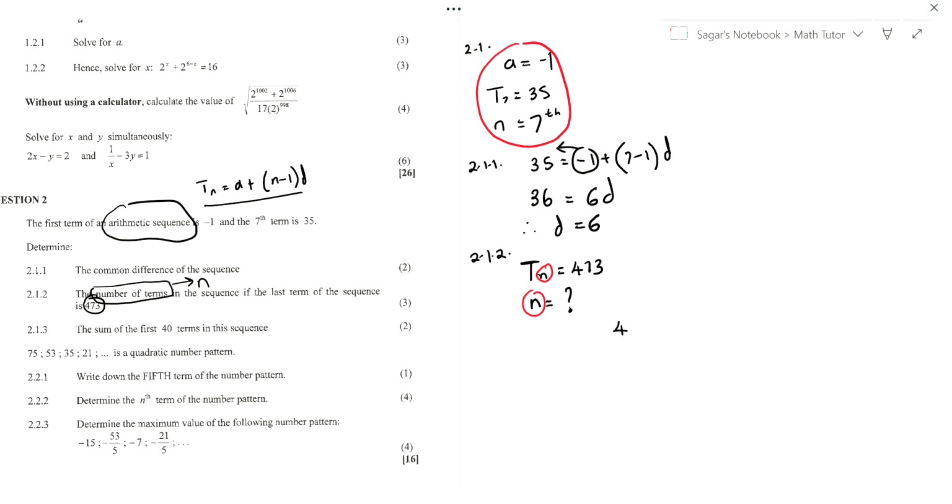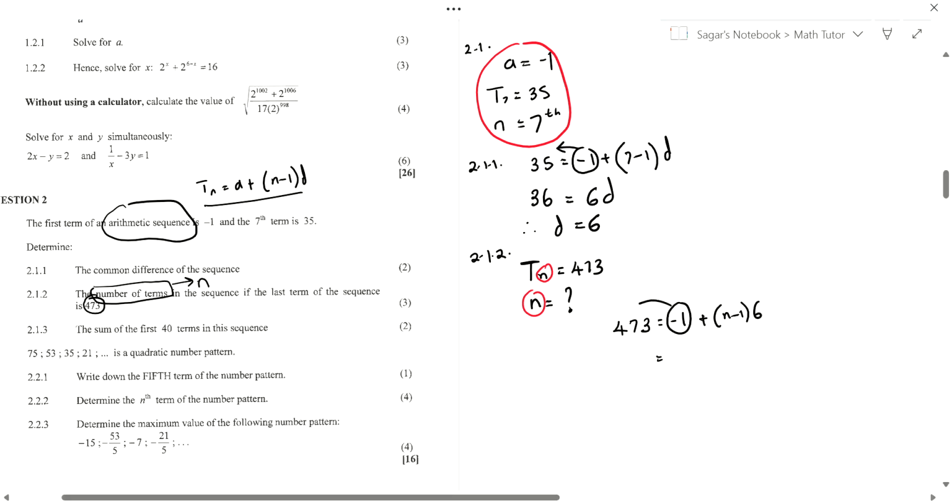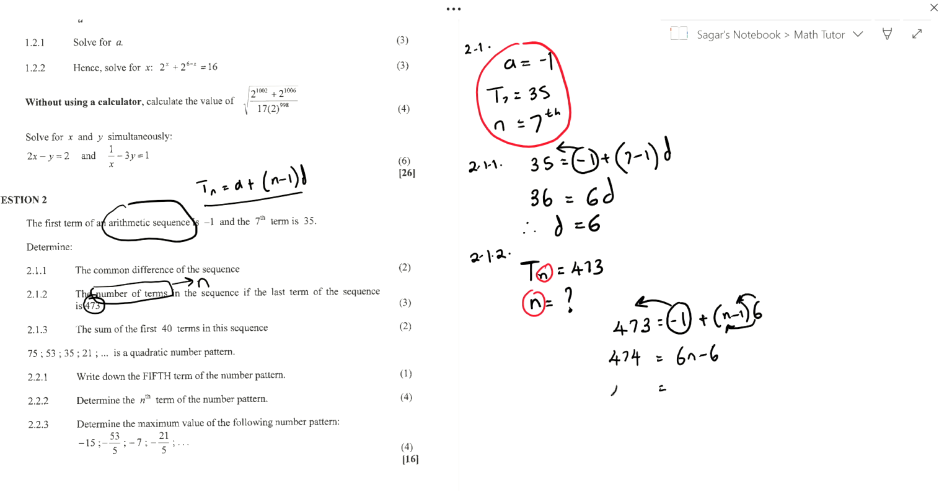So let's substitute what we have into our equation. So 473 is equal to minus 1 plus n minus 1 multiplied by the difference. And I'm going to take the 1 to the other side. So we have 474, 6n minus 6. Multiply that out. And now we have 480 is equal to 6n. Therefore, n is equal to 80. Right? I put that into the calculator now.